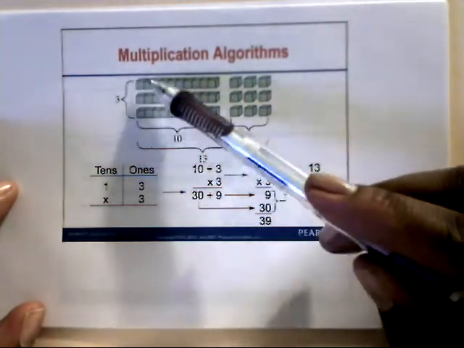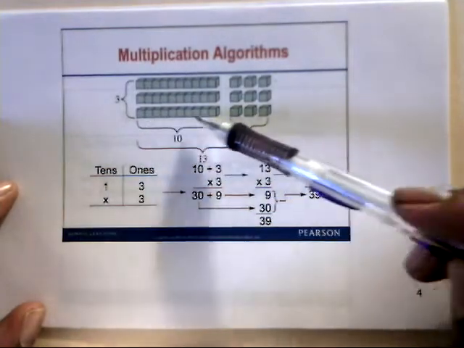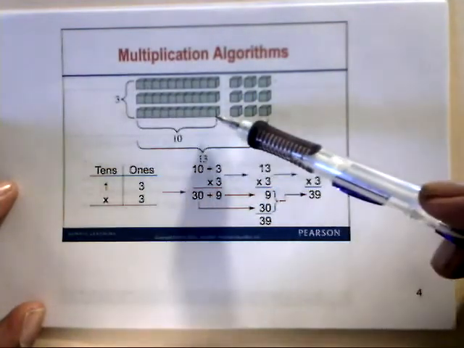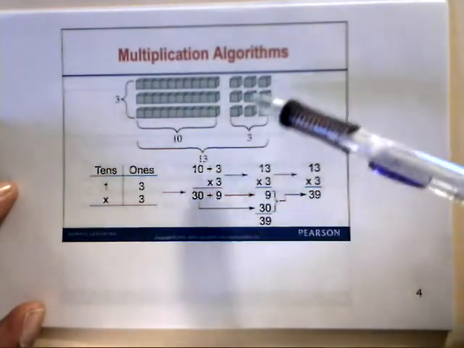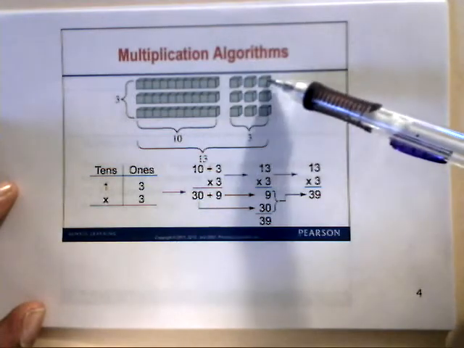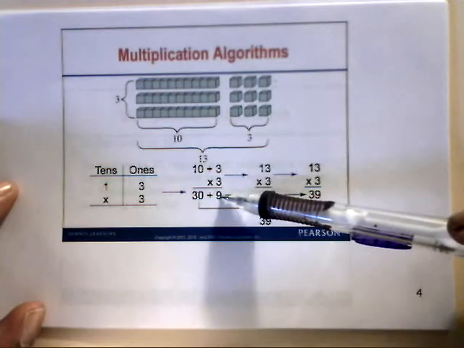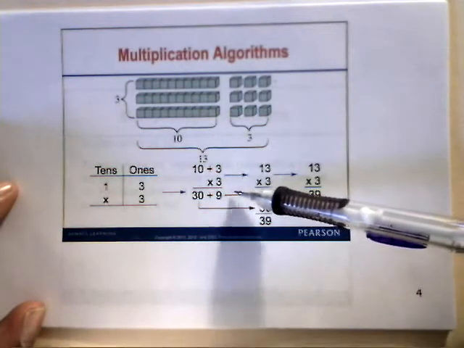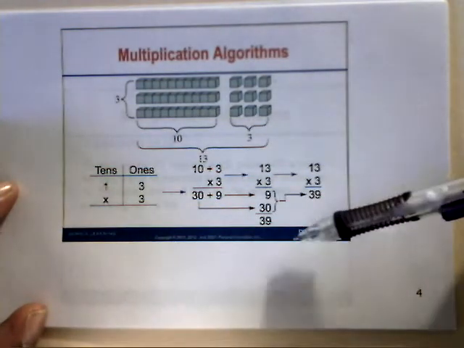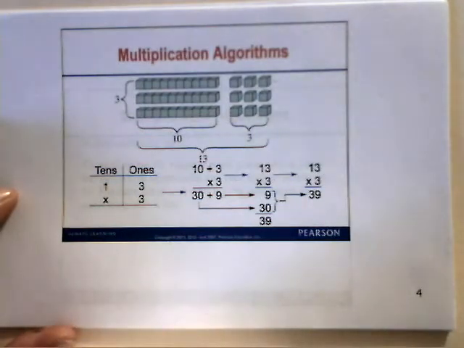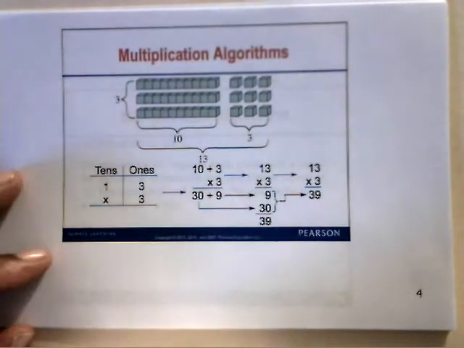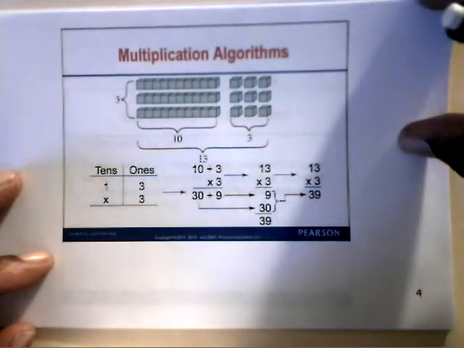So now 3 of these longs, which represents 10, that's going to be 30. And then you got 3 sets of 3 unit cubes. 3 times 3, that's going to be 9. So 30 plus 9 will give you the 39. And here they show you some of the ways that you can get 13 times 30.